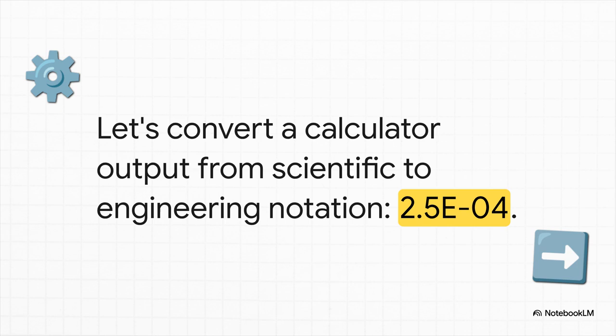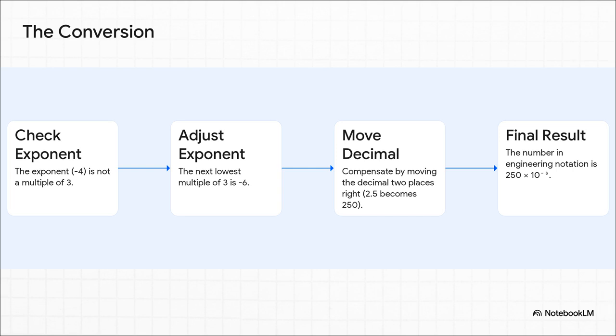So, what if your calculator spits out an answer like this one, 2.5 E to the negative 4? That's 2.5 times 10 to the negative 4. Now, that negative 4 is not a multiple of 3, right? So it's in scientific notation, but it's not quite in engineering notation. Let's go ahead and convert it. Here's how we think through it. Our exponent is negative 4. The next lowest multiple of 3 is negative 6. So to get from negative 4 to negative 6, we have to make the exponent smaller. To keep the value of the number the same, we have to do the opposite to the base number. We have to make it bigger to compensate. So we just move the decimal 2 places to the right, which turns 2.5 into 250. And our final result is 250 times 10 to the power of negative 6.